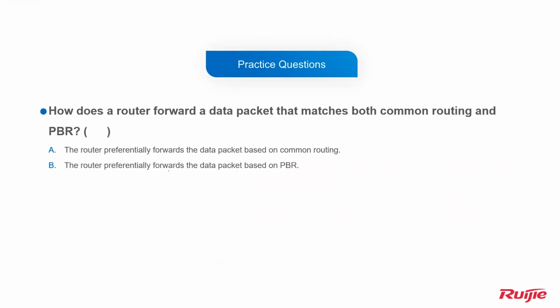How does a router forward a data packet that matches both common routing and PBR? This is asking you about the preference of the common routing and PBR. And as we know that PBR has a higher preference, so we choose B. The router preferentially forwards the data based on PBR. Of course, it has a higher priority.